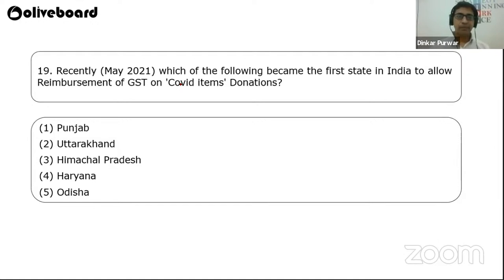Recently, in May 2021, which of the following has become the first state in India to allow reimbursement of the GST on COVID item donations? Punjab, Uttarakhand, Himachal Pradesh, Haryana, or Odisha. Which of the following state has become the first state in India to allow reimbursement of GST on COVID item donations? Punjab, Uttarakhand, Himachal Pradesh, Haryana, or Odisha.